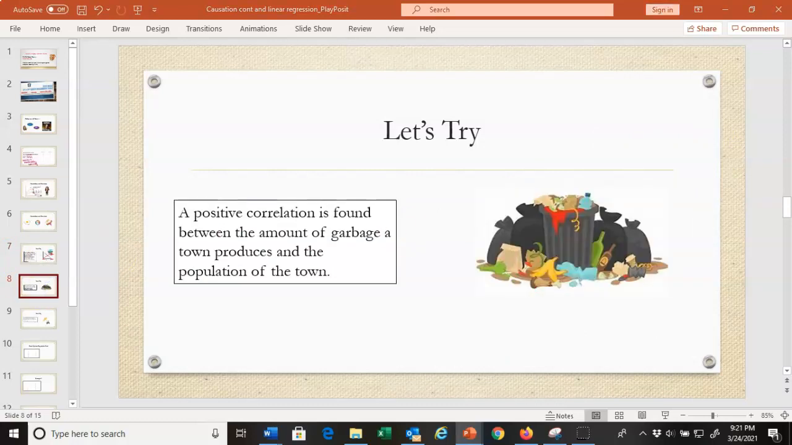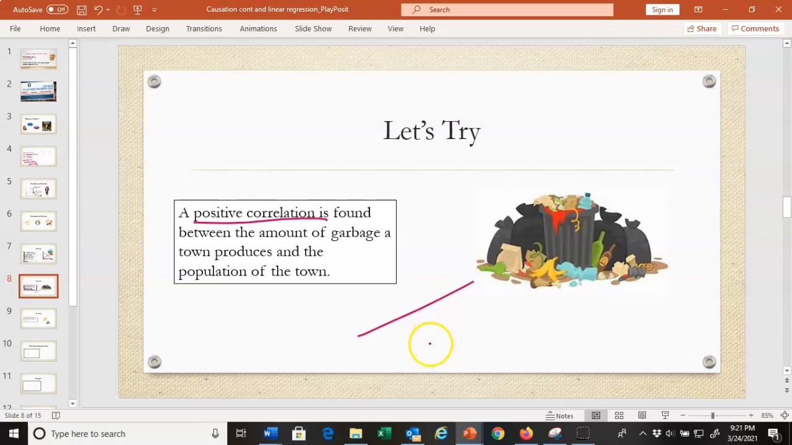Here's another one. Let's try this one. A positive correlation is found between the amount of garbage a town produces and the population of the town. So a positive correlation, remember, that's going up from left to right. So that's saying the more people in town, the more garbage, and vice versa. What do you guys think? Do you think that this is likely causation or could there be some lurking variables?